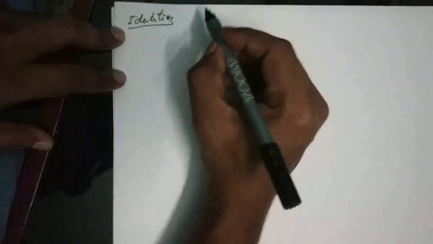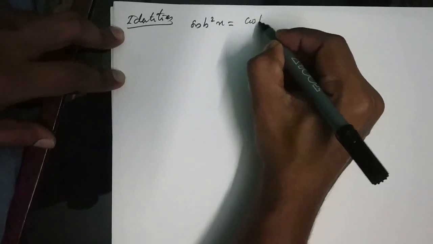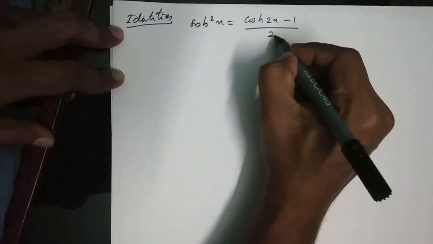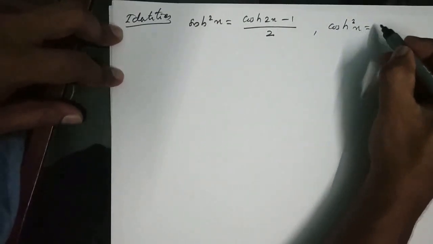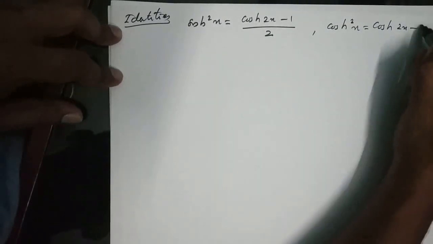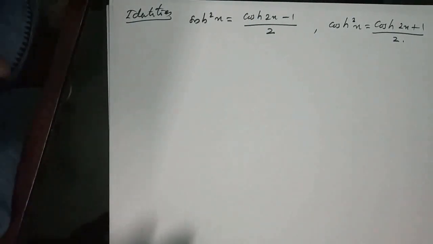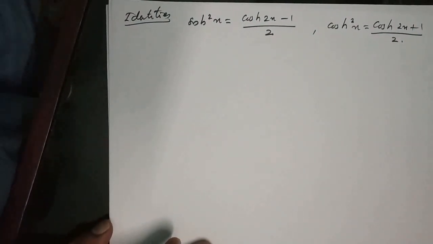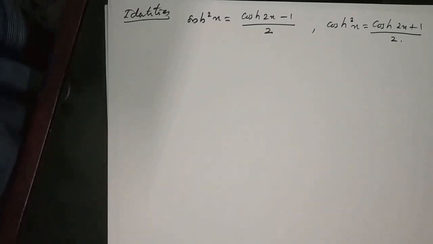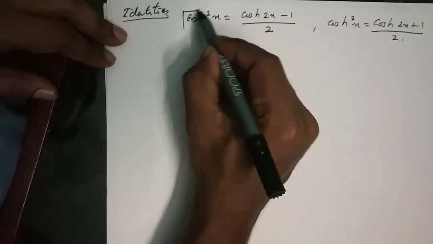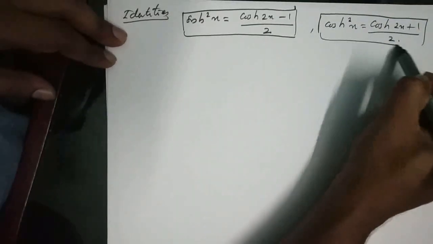Okay, first one is sinh square x is equal to cosh 2x minus 1 divided by 2 and cosh square x is equal to cosh 2x minus 1 divided by 2. Sorry, plus 1 divided by 2. Cosh square x is equal to cosh 2x plus 1 divided by 2 and sinh square x is equal to cosh 2x minus 1 divided by 2. Now how to do this? Okay, these are half angle identities of the hyperbolic functions.